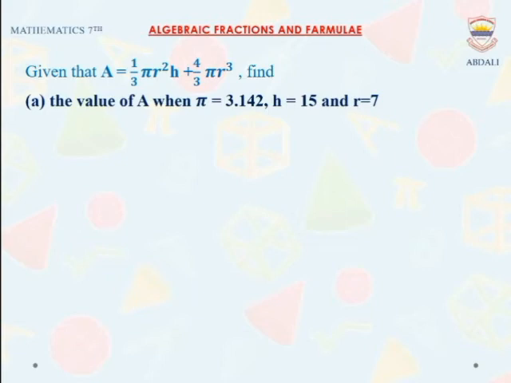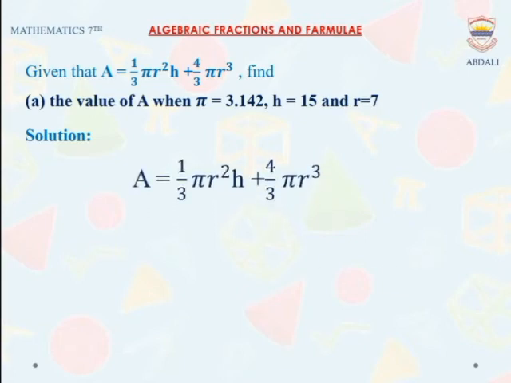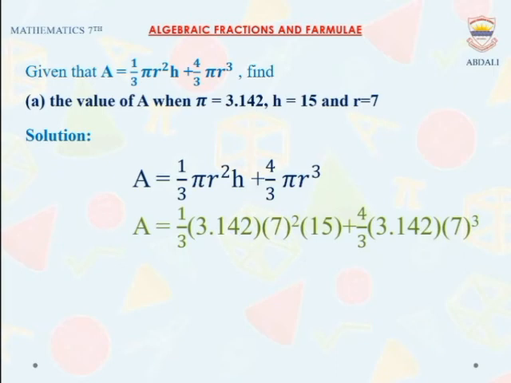So let's start our solution. Firstly, we will rewrite our question as it is. And after that, we will put all the values. Pi will be valued as 3.142 as it is given in the question. R square will be 7 square. H will be 15. Plus 4 by 3 will remain as it is. The value of pi is again 3.142. R cube will be 7 cube.